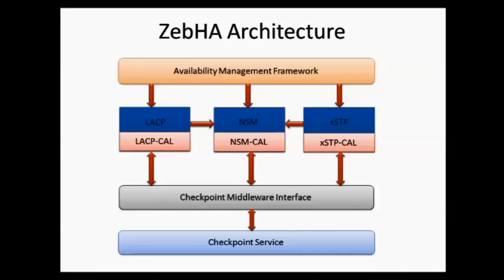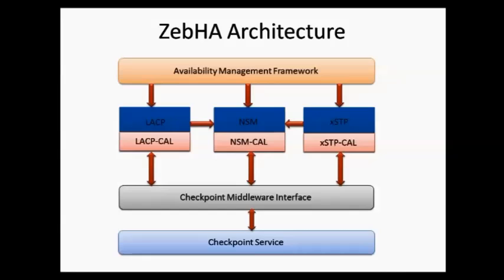AMF, that is Availability Management Framework, would monitor the ZebOS processes, and in the event of any failure, it would decide upon the recovery policy for these components. CAL is attached to each and every ZebOS process. The job of CAL is to convert the protocol specific data into a blob of memory and pass it on to the checkpoint services, which will later get checkpointed into the main memory, and vice versa.